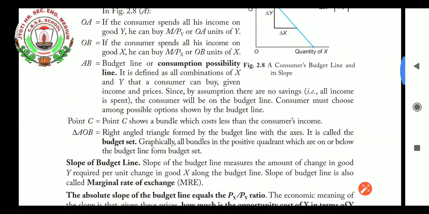So that is the point C, as has been shown. On the consumption possibility line, point C shows a bundle which costs less than the consumer's income. Triangle AOB, the right angle triangle formed by the budget line with the axes, is called the budget set. Graphically, all bundles in the positive quadrant which are on or below the budget line form the budget set.